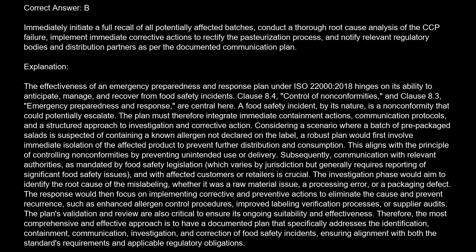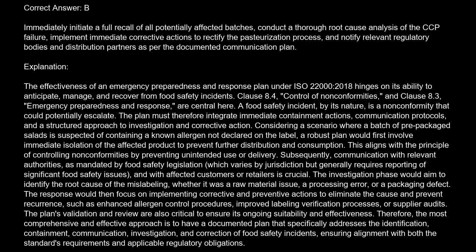Subsequently, communication with relevant authorities, as mandated by food safety legislation, which varies by jurisdiction but generally requires reporting of significant food safety issues, and with affected customers or retailers is crucial. The investigation phase would aim to identify the root cause of the mislabeling, whether it was a raw material issue, a processing error, or a packaging defect.